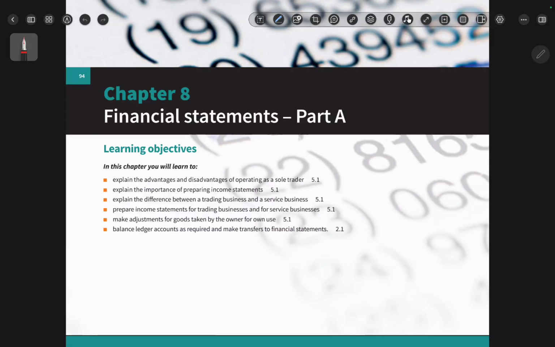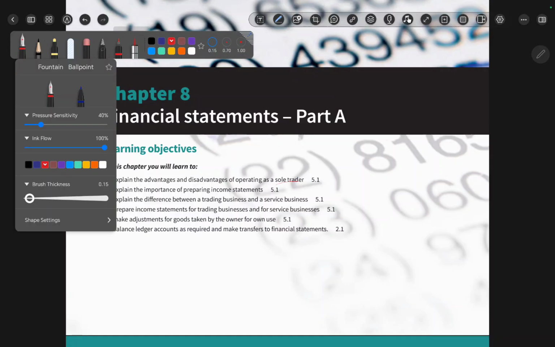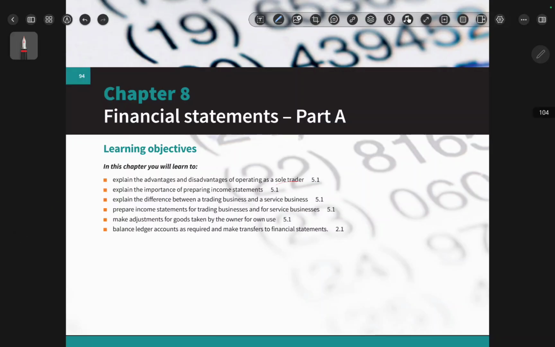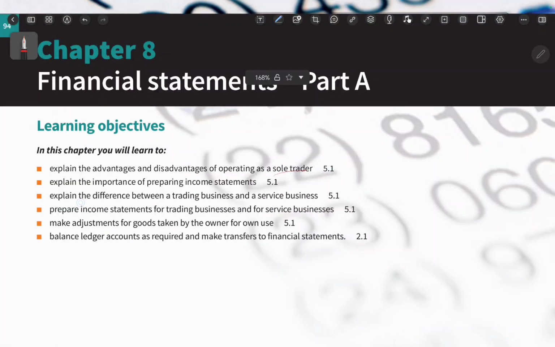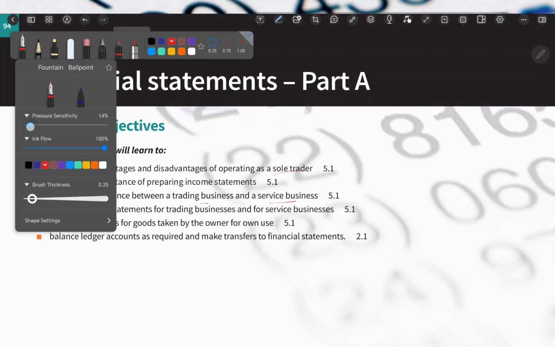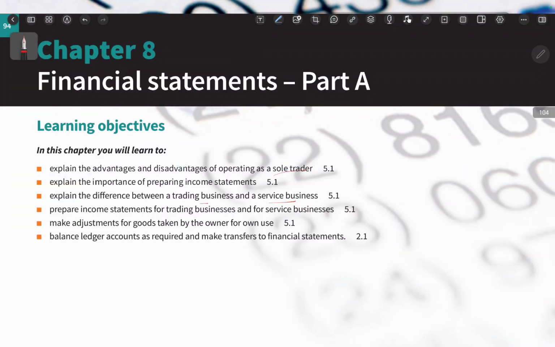The disadvantages and advantages of operating as a sole trader, the importance of preparing income statements. We already discussed what income statements are. They're one of the financial statements, and this is a final account. We use it to calculate the profit or the loss made during the year. The difference between a trading business and a service business is exactly what it sounds like. A trading business is people who do trading, buying and selling of goods. And a service business is people who give service, like your insurance company and that kind of stuff. Prepare income statements for both.